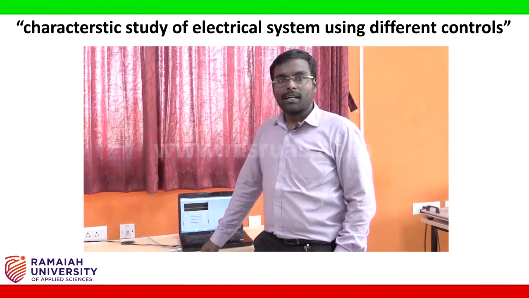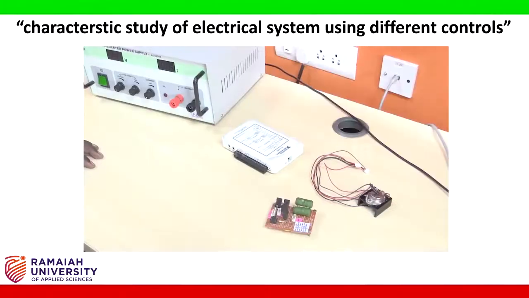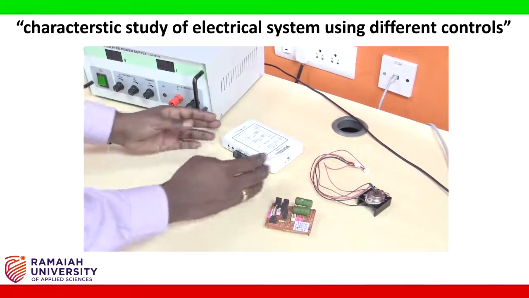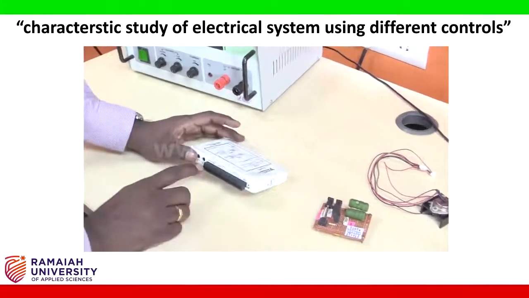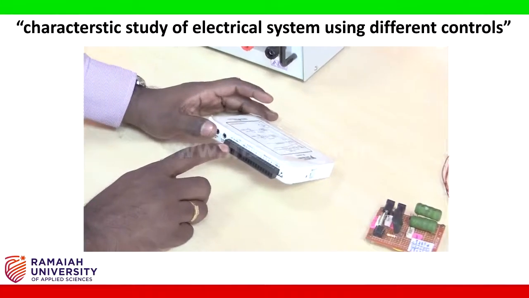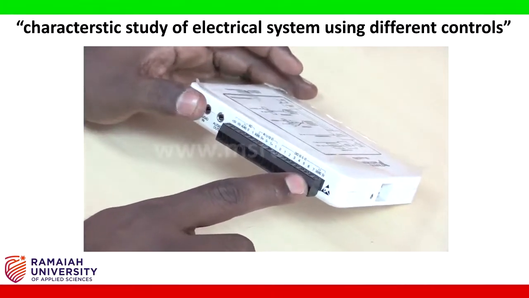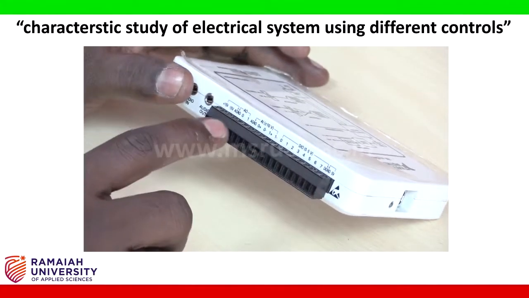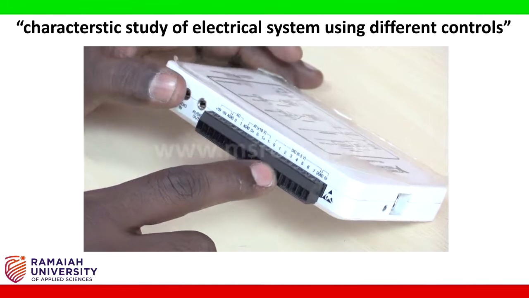Now let us start the connections for the characteristic study of an electrical system using different controllers, based upon the circuit diagram. Now let us start our connections. First we will take MyDAC. As I already told you, it contains onboard plus or minus 15 volts and 5 volts power supply to drive the sensor, analog output channel as well as analog input channel, and one set of digital ports.